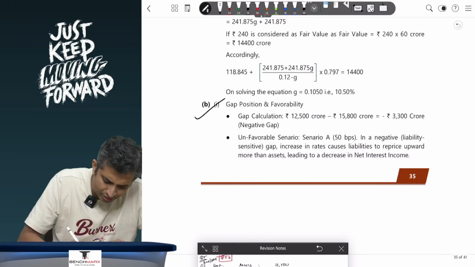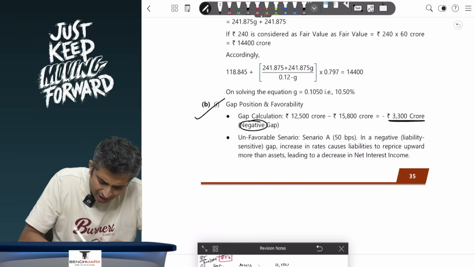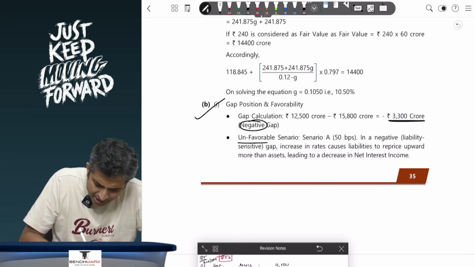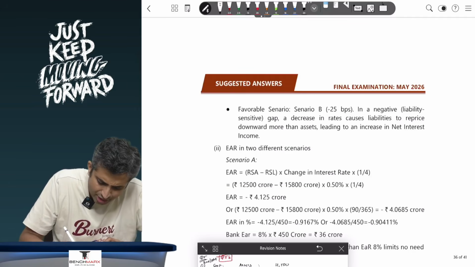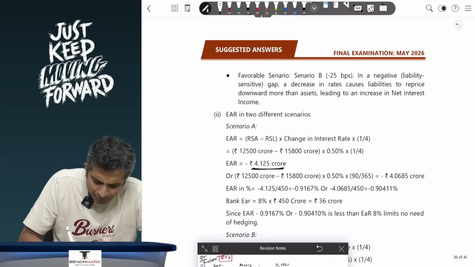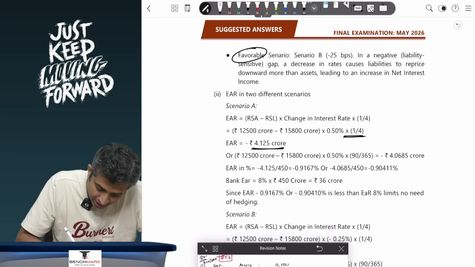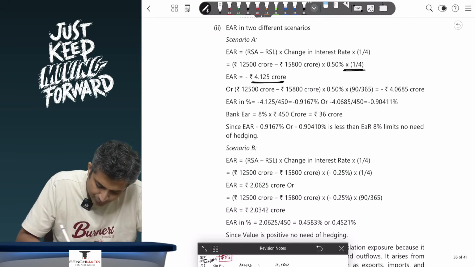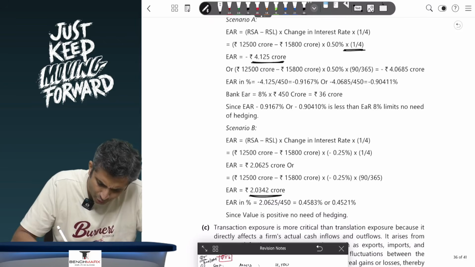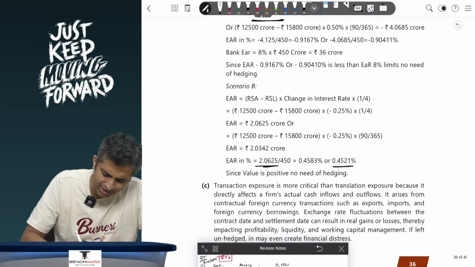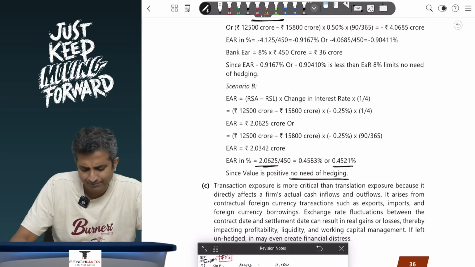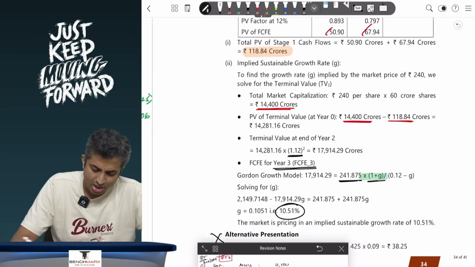Where we look at the gap calculation, it is 3,300 negative. In the first case, there's an unfavorable scenario, and this will result in 4.125 with this adjustment. In the second case, it's a favorable scenario where it will result in a gain of 2.0625 or something, and that's 0.46%. Since the value is positive in any case, there's no need for hedging.